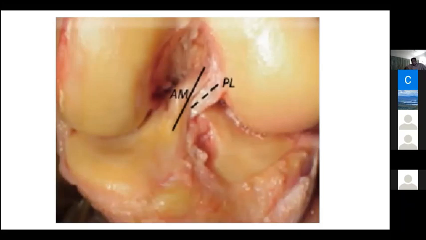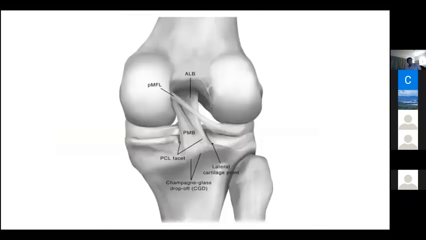What about the PCL? How many bundles does that have? The anterolateral and posteromedial bundles. So slightly different, isn't it? Yes, sir. So there you go. That is the PCL. Can you see the post?